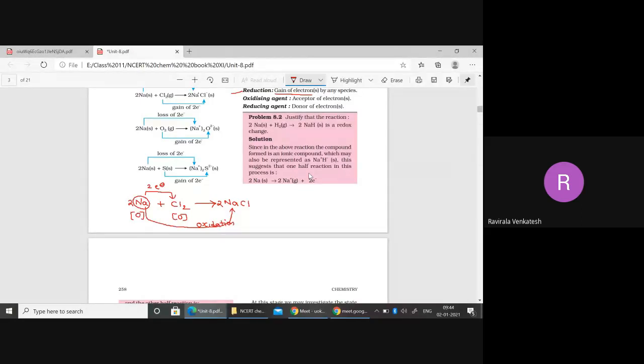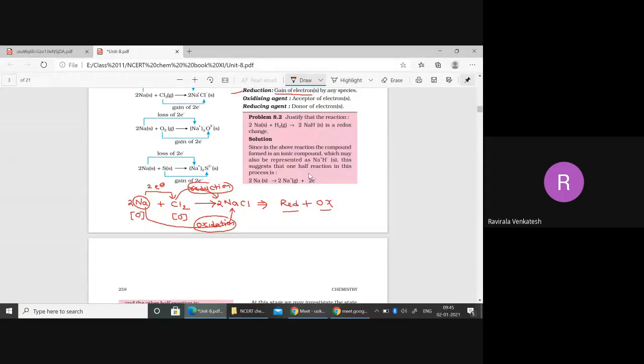Now chlorine is gaining electron, correct or not? When chlorine is abstracting the electrons from the sodium, that means chlorine is gaining electron. Now this reaction can be called what? Reduction reaction. Right? Now both are taking place. Oxidation is taking place from the sodium side. Reduction is taking place from the chlorine side. Now this reaction is collectively called a redox reaction. Redox reaction: reduction plus oxidation.